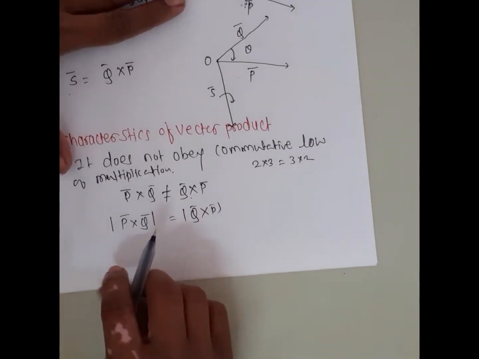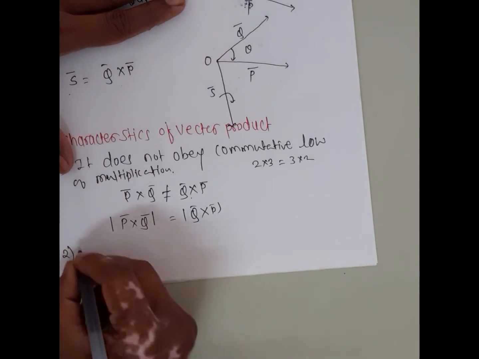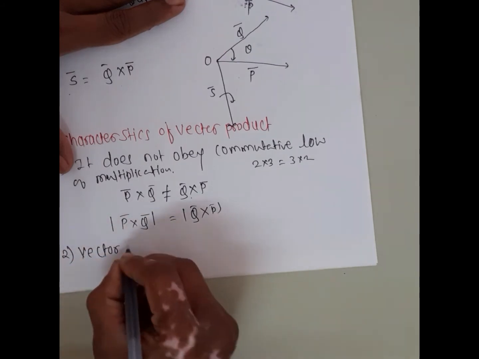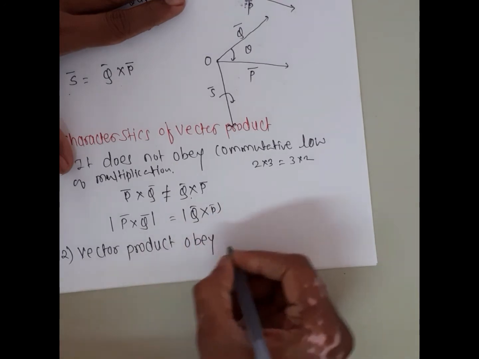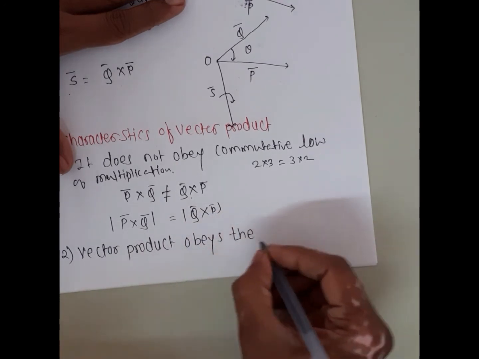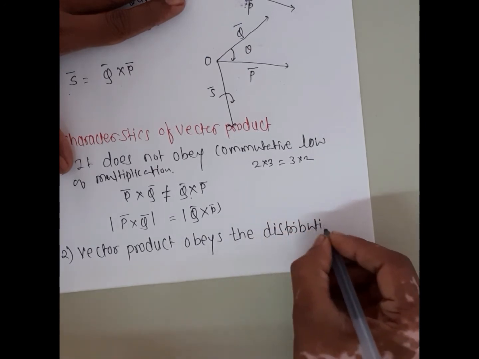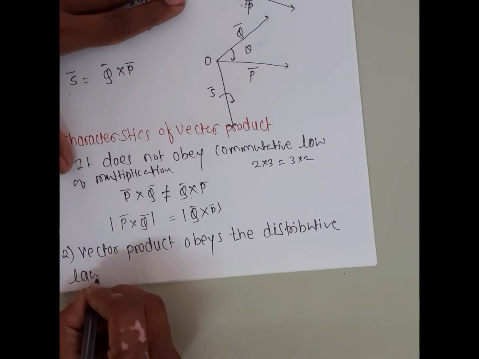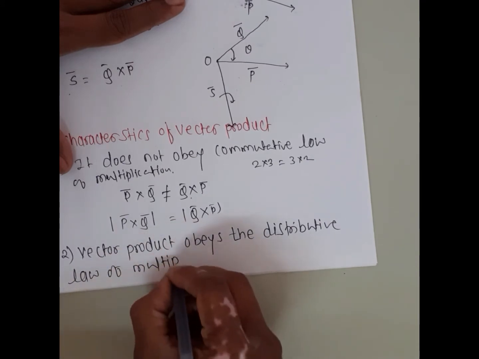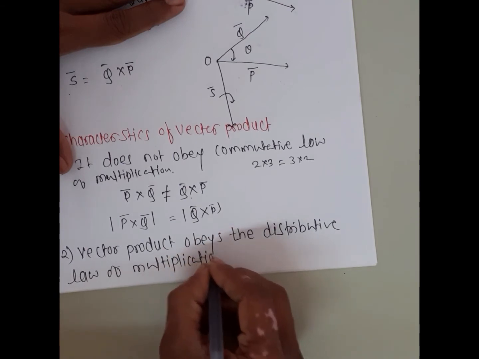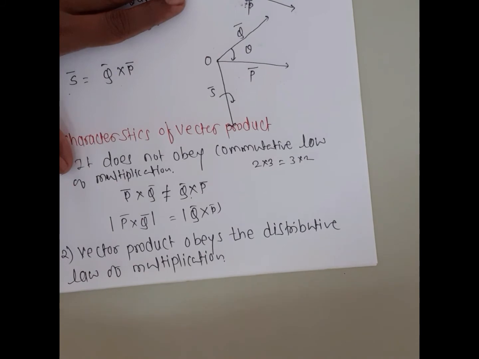Another characteristic is that the vector product obeys the distributive law of multiplication. The vector product obeys the distributive law of multiplication.